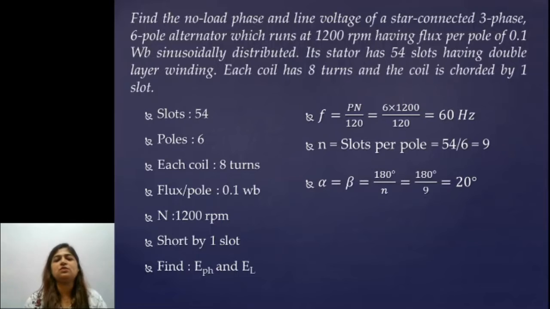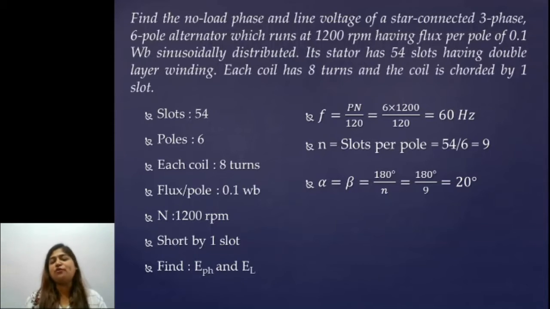Let's substitute this value in beta. Beta is nothing but the slot angle. Alpha is the angle by which the coil is chorded. So the coil is chorded by one slot, so obviously that will be equal to beta in this particular problem. Every time alpha is not equal to beta, but in this particular problem, alpha is equal to beta because the coil is chorded by only one slot and beta is the angle of one slot. So alpha is equal to beta, which is 180 by n. Substituting the value of n, we got the value of alpha as 20.